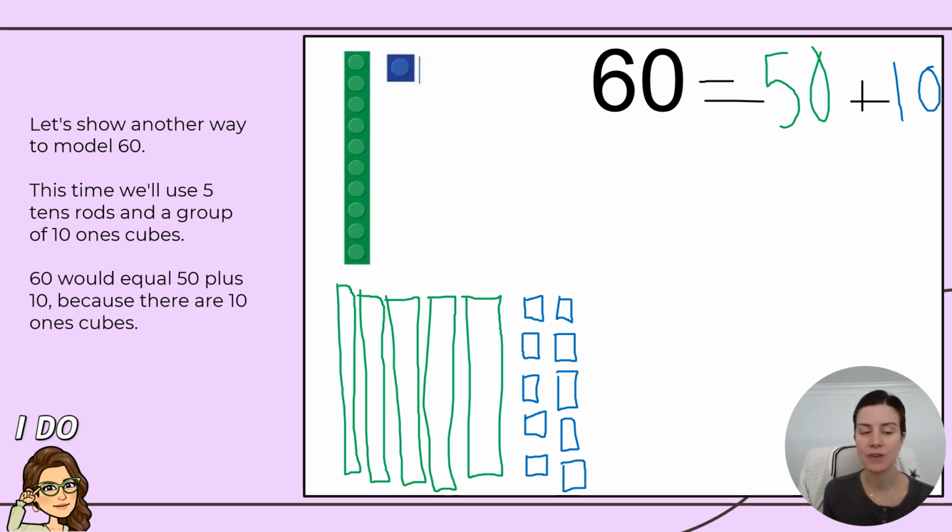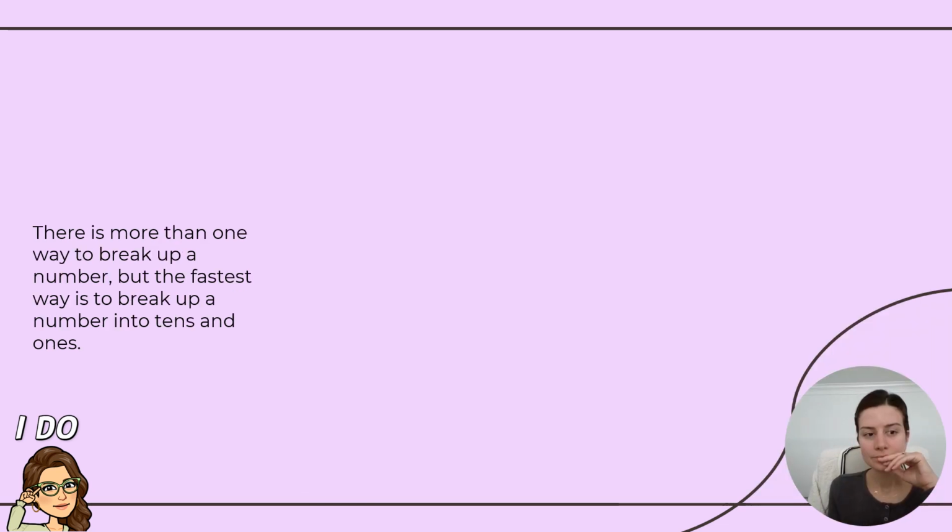60 would equal 50 plus 10 because there are 5 tens rods and then there are 10 ones cubes. There is more than one way to break up a number, but the fastest way is to break up a number into tens and ones, okay?